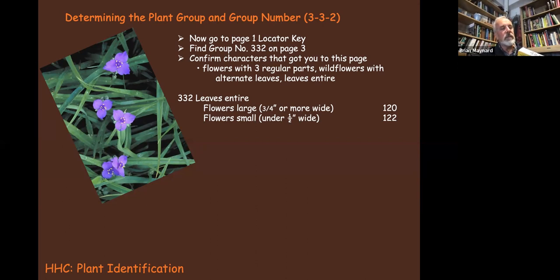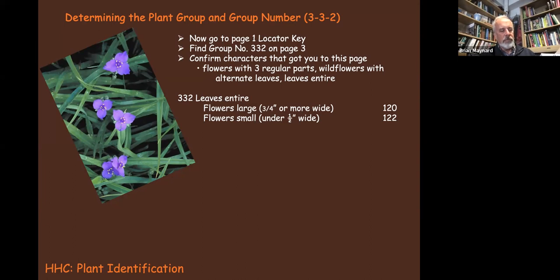And what you'll see here is that it is continued onto page 4, but that is 333, leaves toothed or lobed, and then et cetera, leaves divided. So all of the 332's, leaves entire with alternate leaves, with leaves entire, are all on page 3. So you want to know that just so you don't miss something by accident.